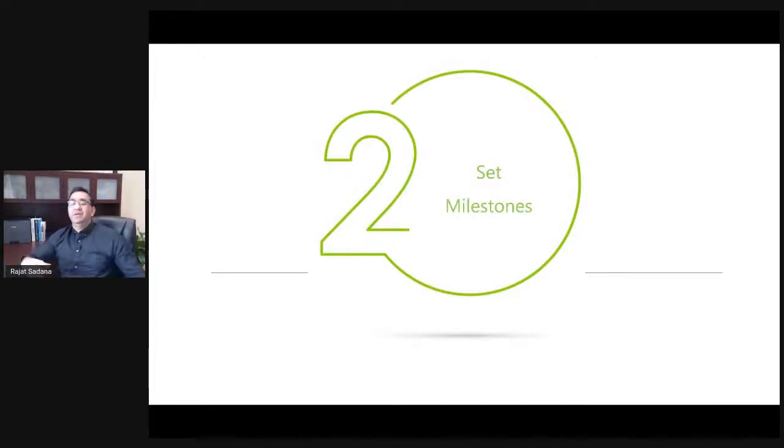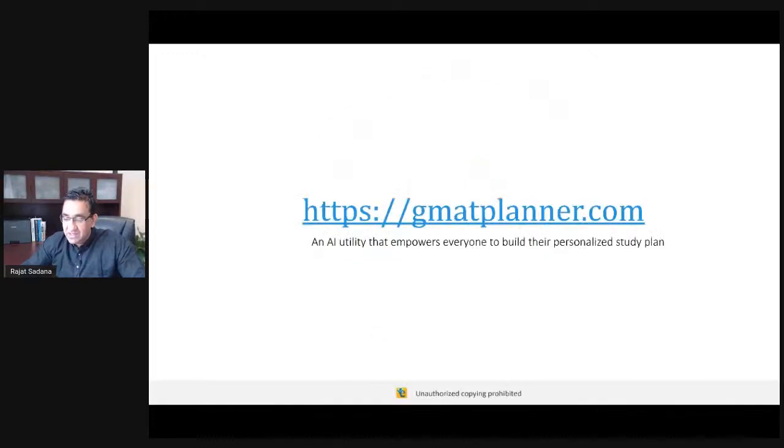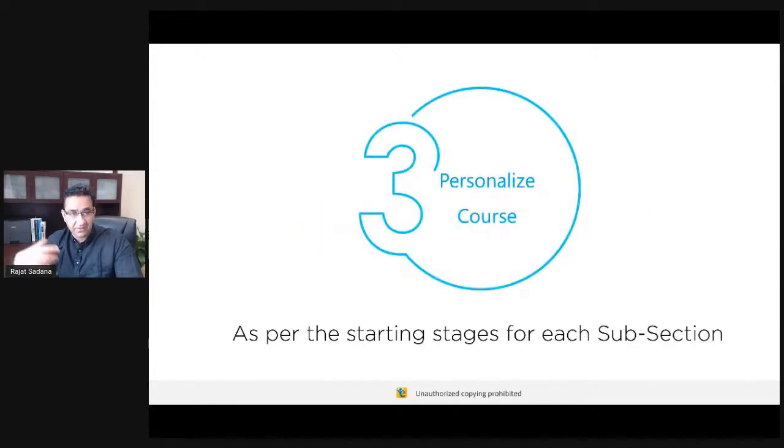Now, you have your starting abilities. You know where you need to focus on. The next thing is to really set those milestones. And how do you do that? We've built a tool called GMAT Planner. It's an AI-driven tool that allows each one of you to build your own personalized study plan. Our students have built upwards of 10,000 personalized study plans using this tool. Each one of those plans has been unique and personalized to those students. So it's not about 2 or 3 study plans, it's about 10,000 odd study plans.